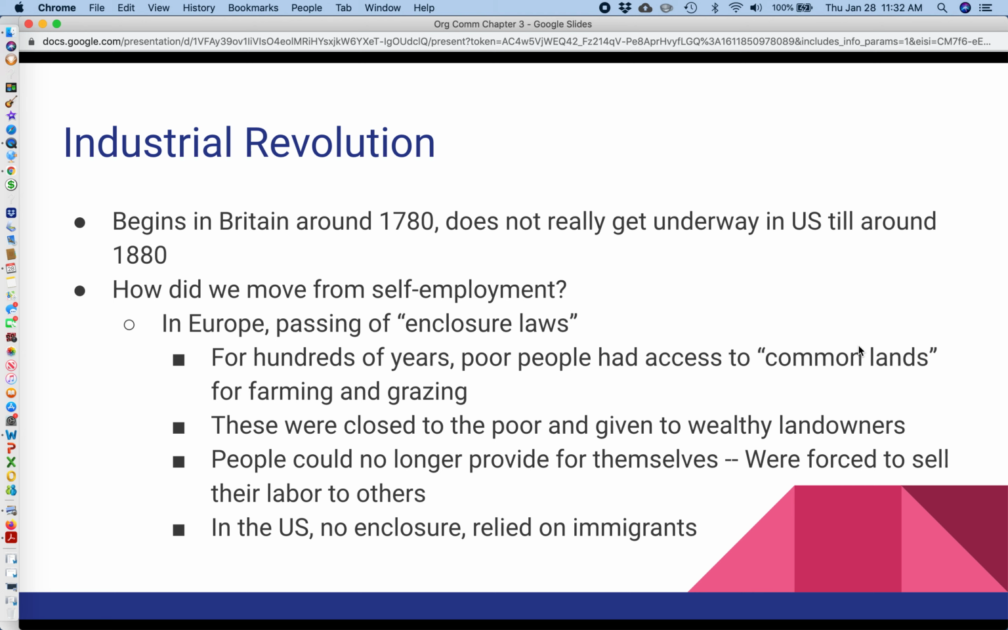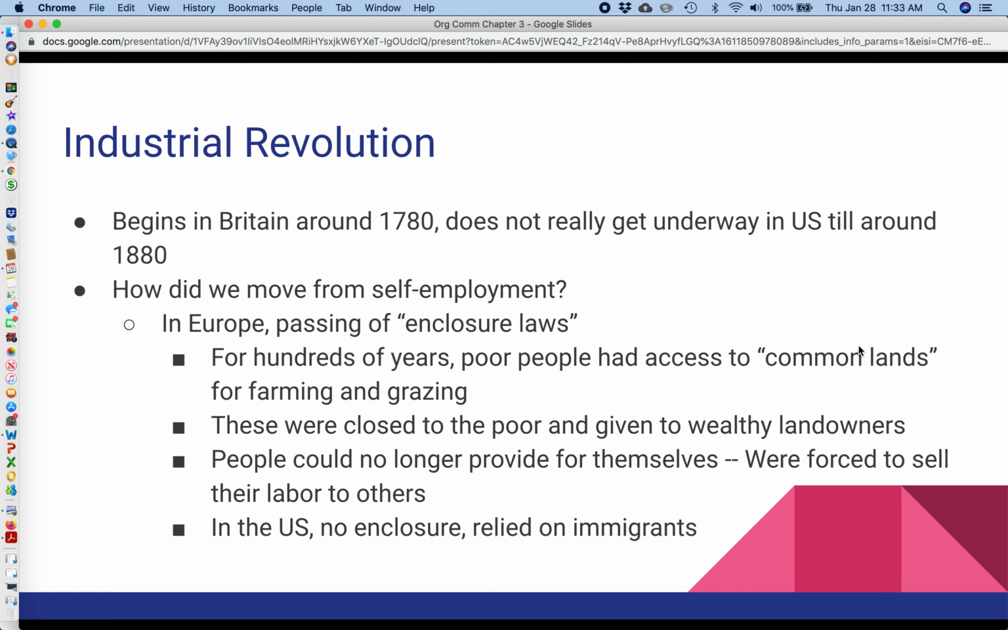Now, with the passage of enclosure laws in Europe at the end of the 18th century, what we see is that these lands were closed off to the poor, right? The common lands were closed off and given to wealthy landowners. So people who already had a lot of money and a lot of land basically got all this common land. And what that meant was that poor people couldn't provide for themselves any longer.